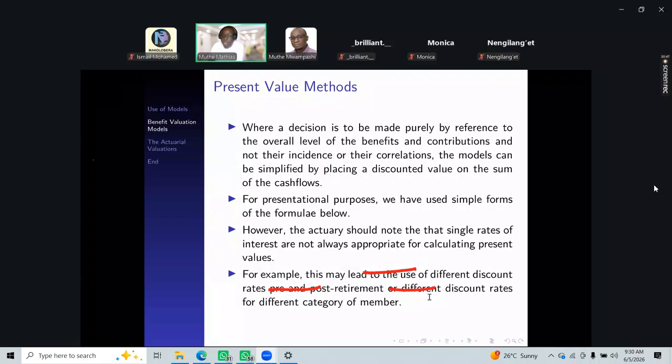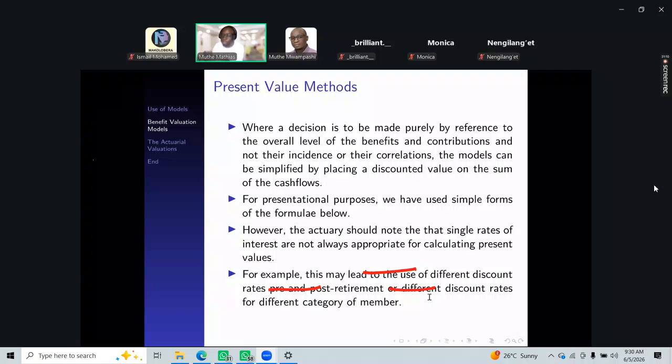Of course, you can have other methods, let's say, which involve funding. So you have pre-funding, you set money aside. But in case you want to make a decision based on comparison, your objective is to compare the present value of the contribution and, of course, the benefit at the end of the day.